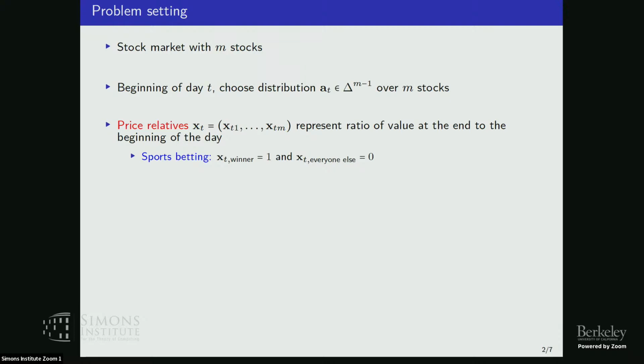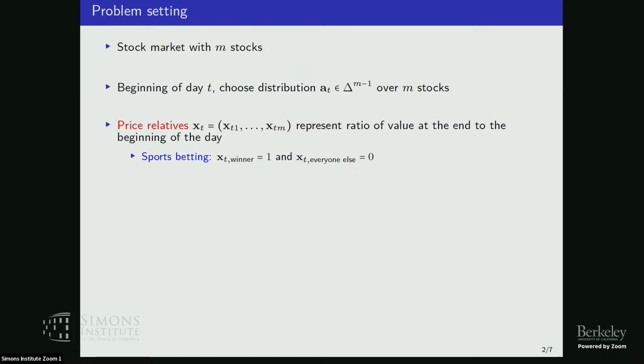And at the end of the day, what you end up getting is this vector of price relatives, where each component of this vector basically represents the value of each stock at the end of the day to that at the beginning of the day. So if, for example, x_t1 equals 2, that means that on day t, the value of stock 1 went up by a factor of 2. And if you had $1 invested in it, it's now worth $2. And on the other hand, if x_t1 is half, then that means the value went down by half.